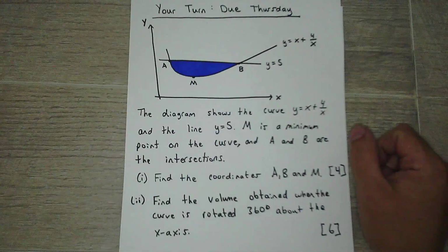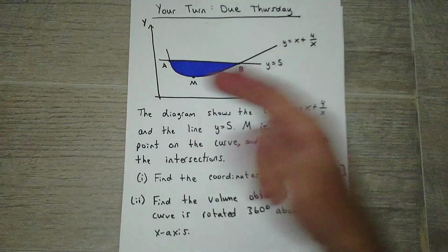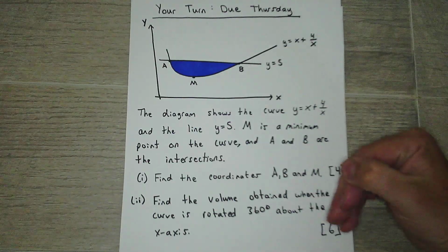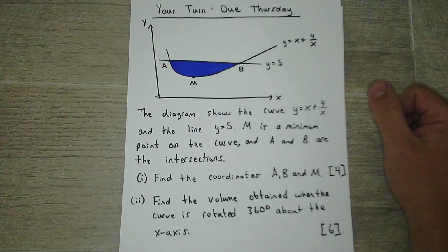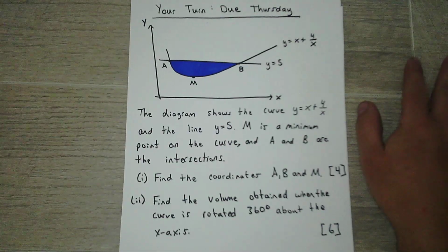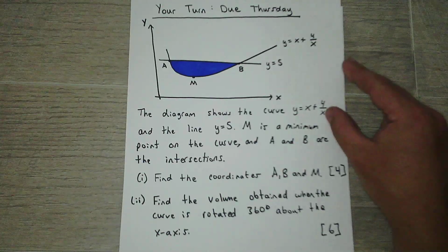And then part II is the volume. So once you find A and B, so basically you found your limits, then just find the volume obtained when you rotate that about the x-axis. Okay? If you have any questions, just message me on Teams and I'll help you as best as I can.